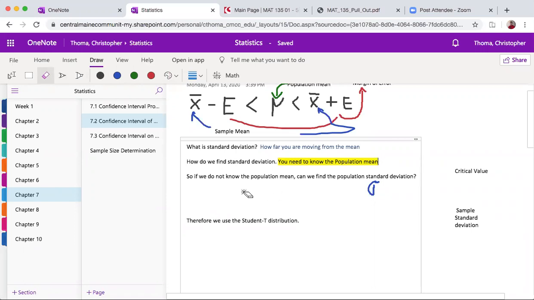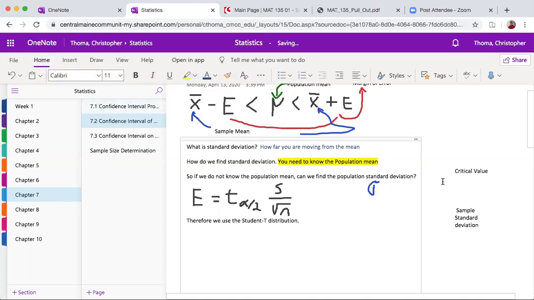Well, since we're never going to know the population standard deviation, I'm not even going to cover the other one. I am going to cover the new error formula. So the one we're going to worry about is E equals t alpha over 2, s over the square root of n. All right? So let's look at this for a minute.